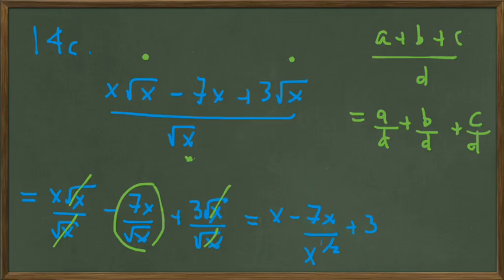And so here, when we combine the exponents, we get minus 7 square root of x, because it's a power of 1 in the numerator and a half in the denominator, which gives us, when we subtract exponents, an exponent of 1/2, which is square root of x. So writing it out, we get x minus 7 square root of x, plus 3.